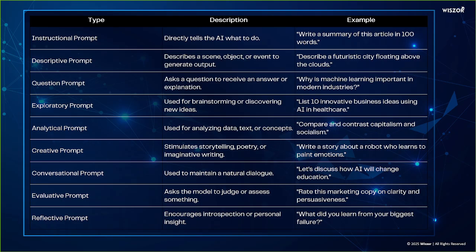Here what we give as an example: list 10 innovative business ideas using AI in healthcare. So through this prompt we are asking this AI to think. It not only plugs in any 10 business ideas from any blogs, it will think about it. Because you clearly mentioned it should be innovative business ideas utilizing AI, based on that, it will brainstorm. So based on the results, it will produce some output for you.